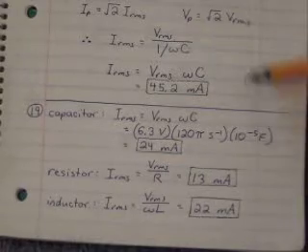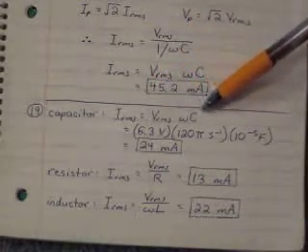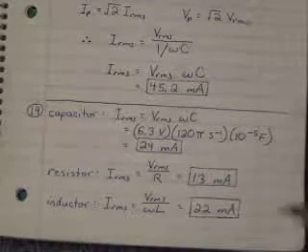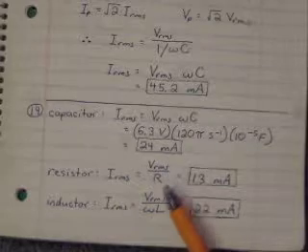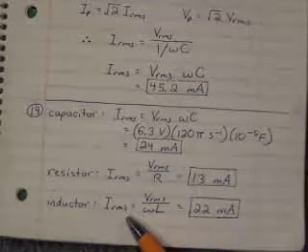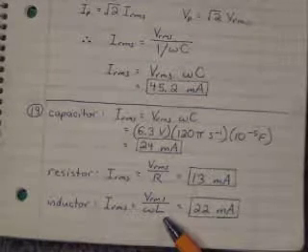The mathematical relationships for a capacitor: I RMS is V RMS times omega C. For a resistor, it's I RMS equals V RMS divided by resistance. And for an inductor, it's I RMS equals V RMS divided by omega L.